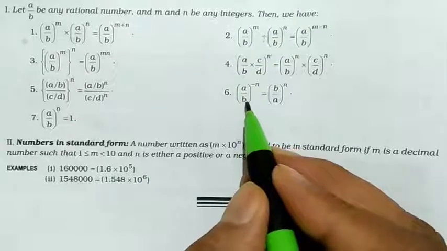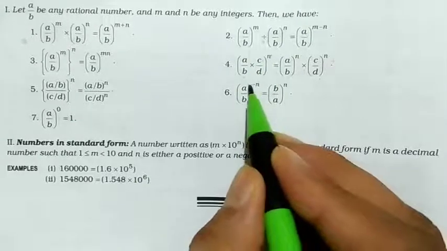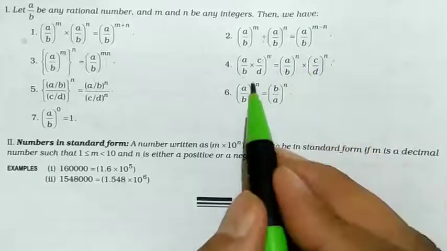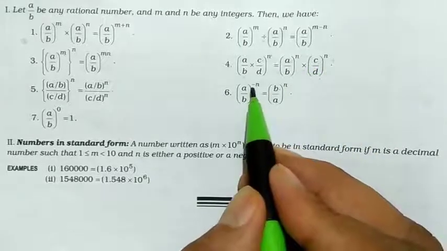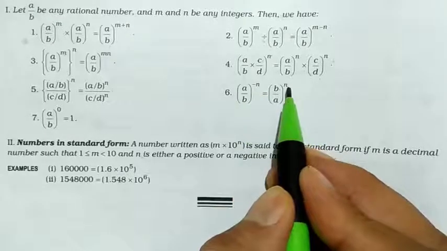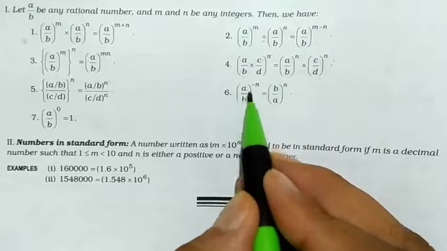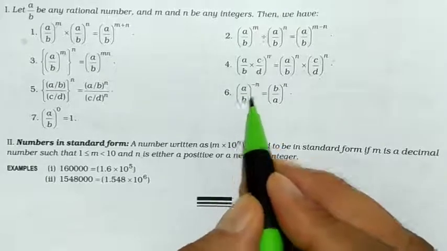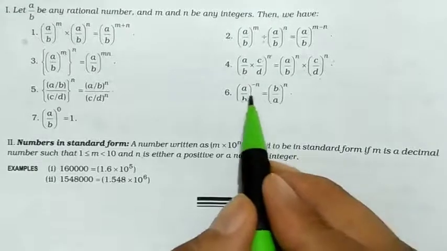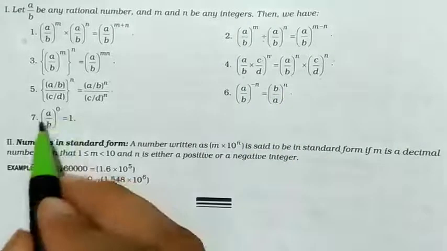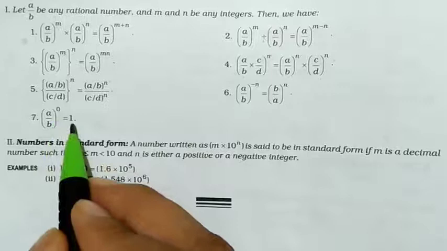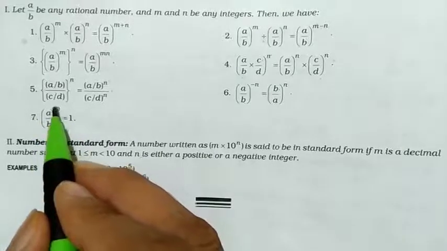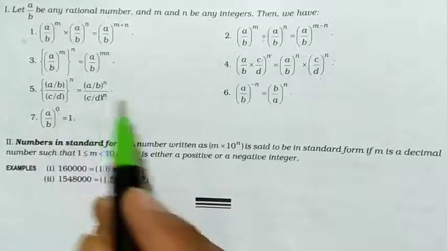Next important law of exponents is a by b whole power minus n is b by a whole power n. Means whenever you get powers in negative and you want to convert that to positive, just take the reciprocal of the base. If it is a by b, write b by a, its whole power n. a by b whole power 0 is 1. a by b can be any rational number. If it is power 0, the result is 1.